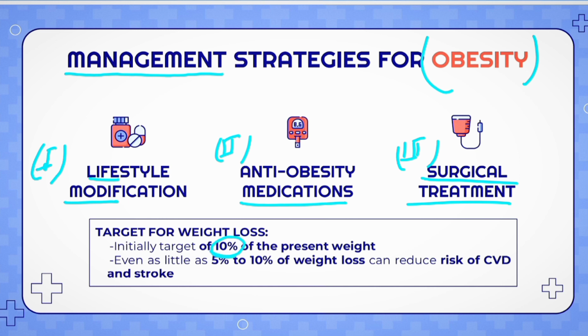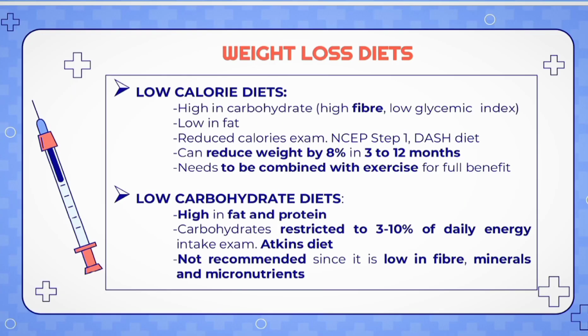compared to the present weight, and it has been noted that about 5% to 10% of weight loss can reduce the risk of cardiovascular diseases as well as stroke. Now let's discuss the first method, that is dietary modification or lifestyle modification, which includes the use of certain weight loss diets, in which the first type is low calorie diets.